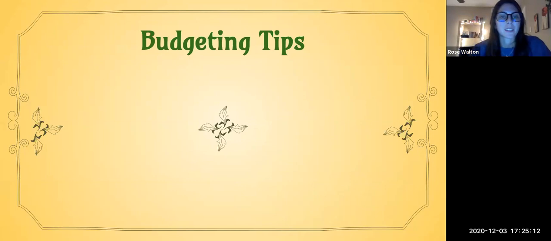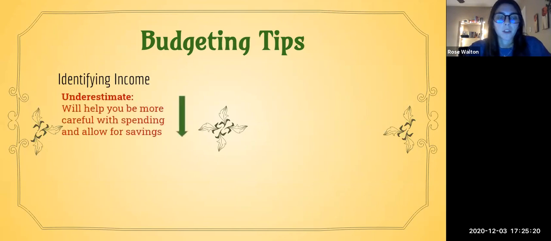And then to get into some budgeting tips. The first is going to be identifying your income. And when you are doing this, you want to be sure to underestimate. So this will help you be more careful with spending and it will allow for more savings.